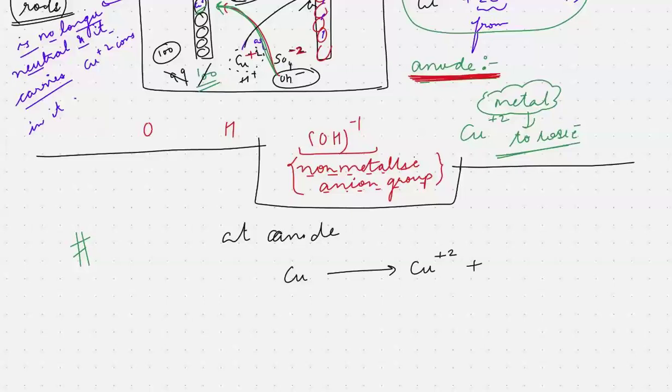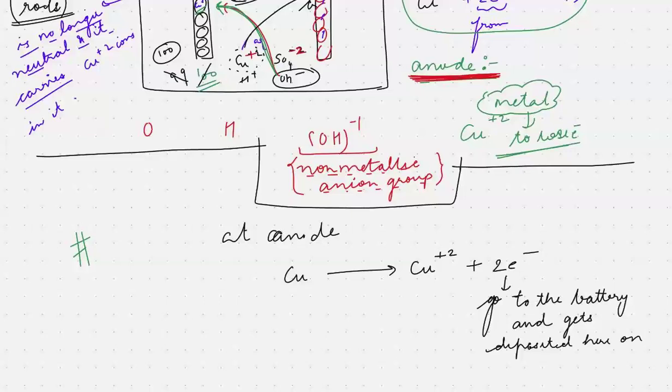So these two electrons go to the battery. I hope you're understanding that these two electrons here go to the battery and get deposited here on the anode. So the atom inside the rod becomes Cu plus 2. Am I able to make you understand? Are we understanding this part? So we're going to have Cu converting to Cu plus 2 electrons.